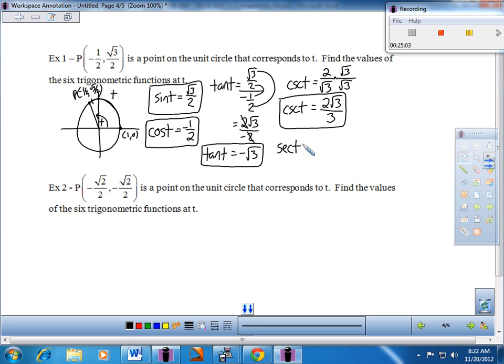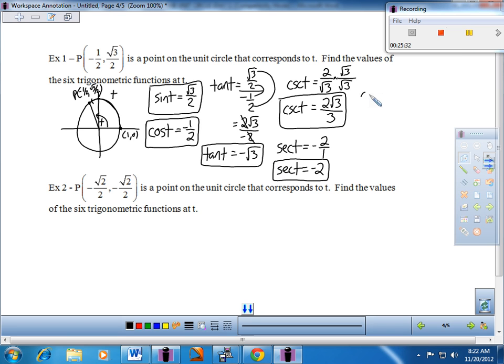Try to take care of secant of t. Again, secant is the reciprocal of cosine. Rather than doing a 1 over the negative 1/2, what I do is just flip the x value. So instead of negative 1 over 2, it's just negative 2 over 1. And again, it's up to you how you want to do this. That is definitely correct. But the secant value for this t is negative 2. Excellent. And then we have one more to take care of here.